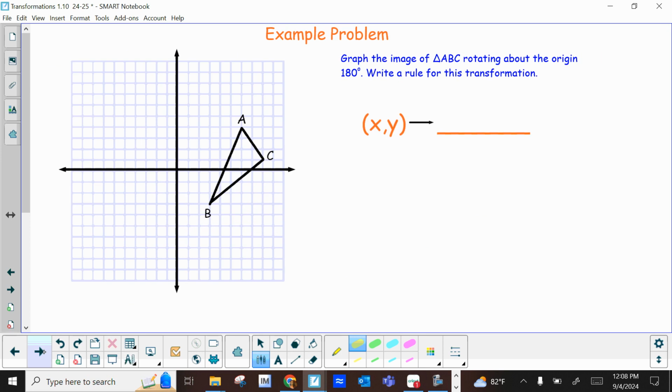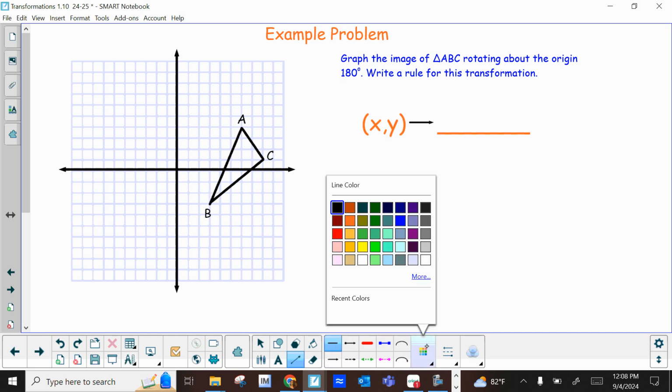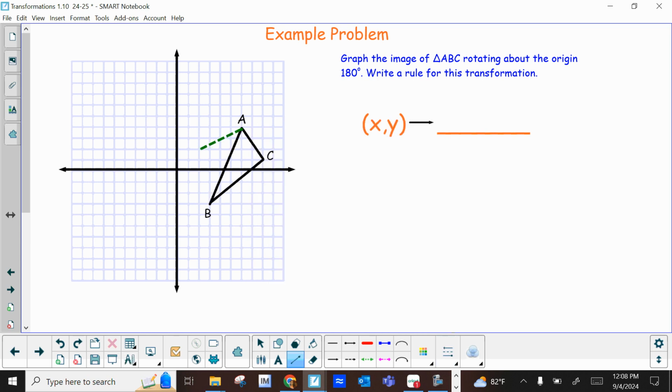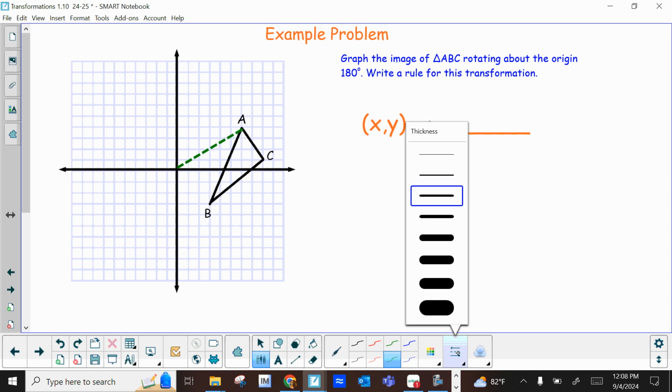Okay, so you need to work this out. So let me show you how to work out the next one. So the next one, it says rotate this image 180 degrees. Okay, so pre-image, of course, this is the pre-image. So what am I going to do? I'm going to take a dotted green line. Okay, it doesn't have to be green, but I'm going to connect A to the center. Okay, and then you've got to think about the slope here, or think about just 180 in general.